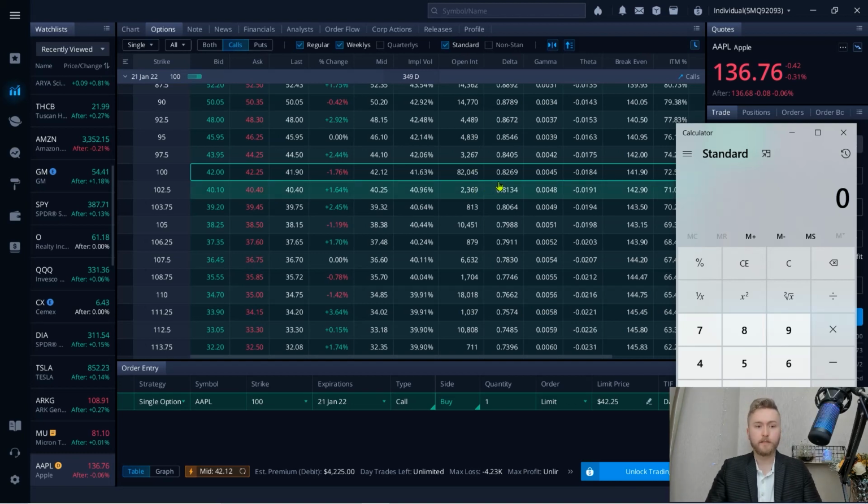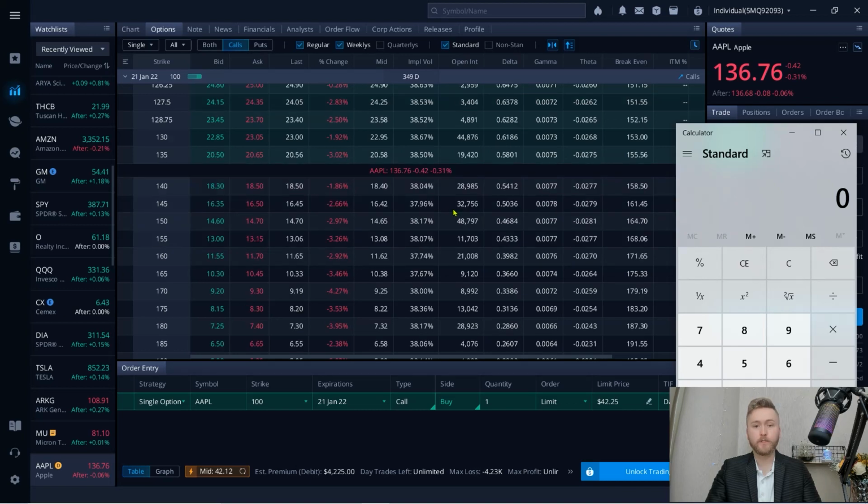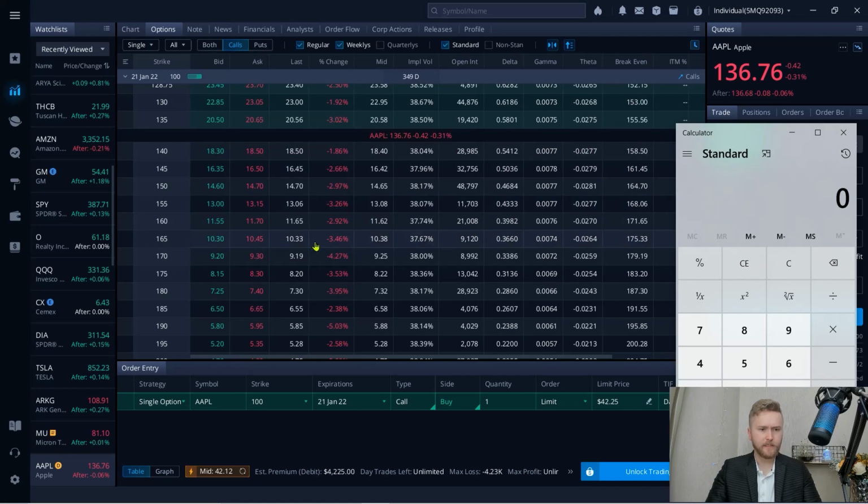So anyways, that's pretty much it. It's pretty simple. There's not much to it. The deep in the money leaps, I mean, we can look at out of the money leaps, which is going to make us more money if it hits the strike. So let's take a look at it.